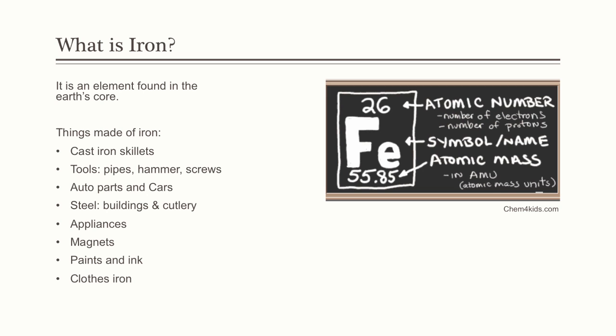Some objects that you may be familiar with that contain iron include cast iron skillets, which you can cook with, tools such as pipes, a hammer and screws, auto parts in cars, steel, which is used in construction for buildings, and stainless steel cutlery, appliances, magnets, paints and ink contain it, and something that we use almost daily is the iron that we use to iron our clothes.